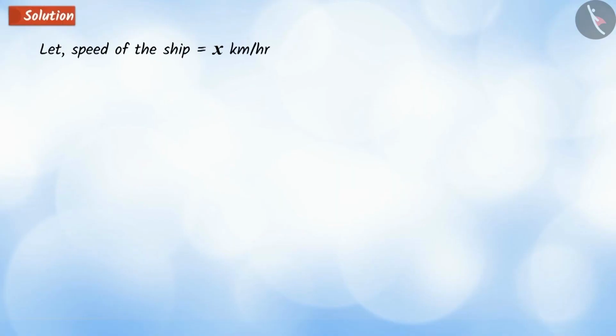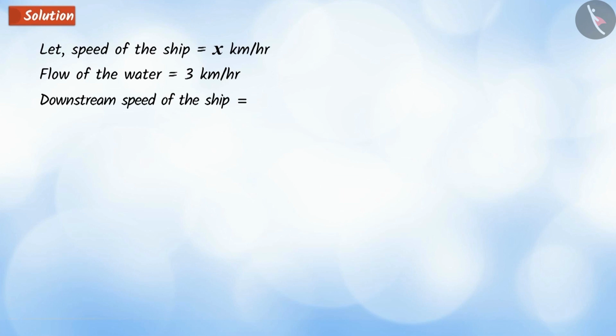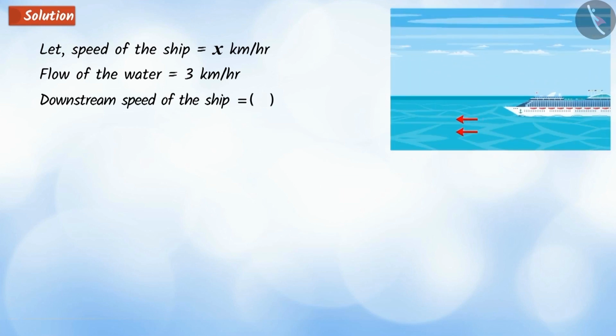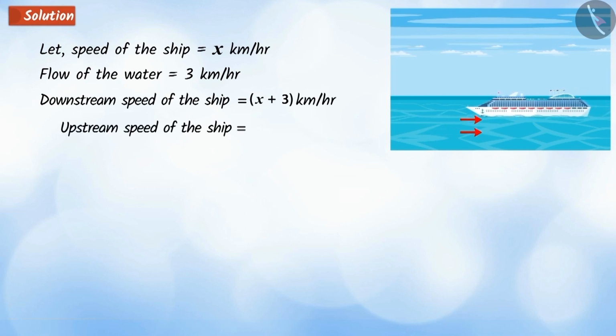First, let's assume that the speed of the ship is x kilometers per hour. According to the example, the flow of water is 3 kilometers per hour, where the speed of the ship favorable to the stream is equal to x plus 3 kilometers per hour, and the speed of the ship unfavorable to the stream is equal to x minus 3 kilometers per hour.